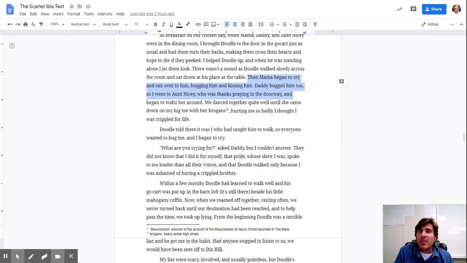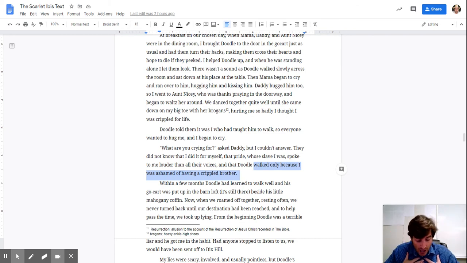And then we come to this. Why are you crying? And the narrator doesn't admit it. He says he can't even say it, but he knows that he helped Doodle walk only because he was ashamed of having a crippled brother. There's that conflict. What he wanted versus what he got. He does some good things to help Doodle out, but kind of for the wrong reasons. But they're good things. These are really good things.